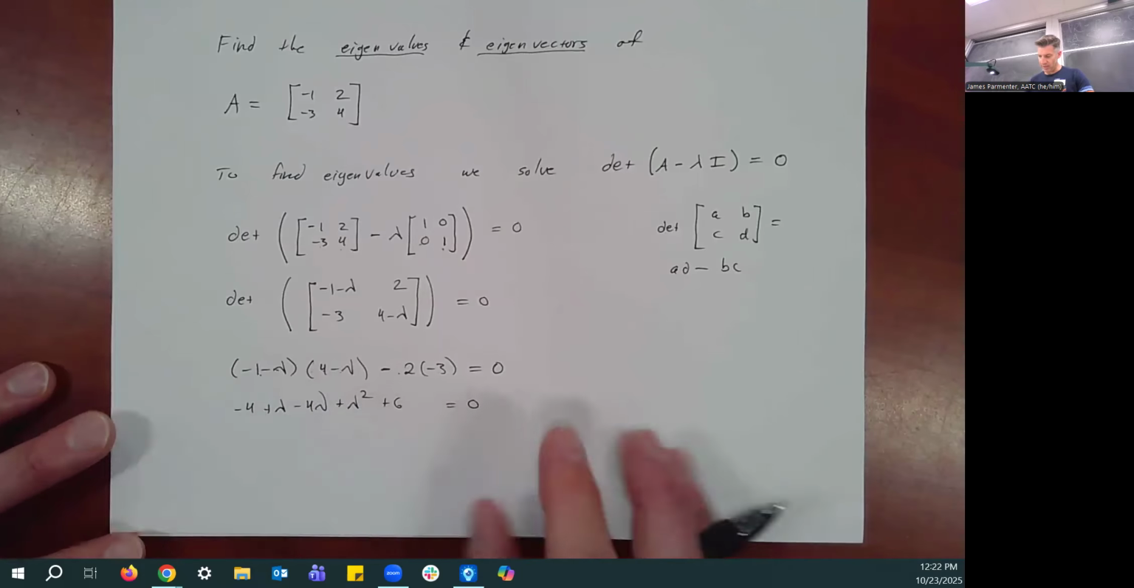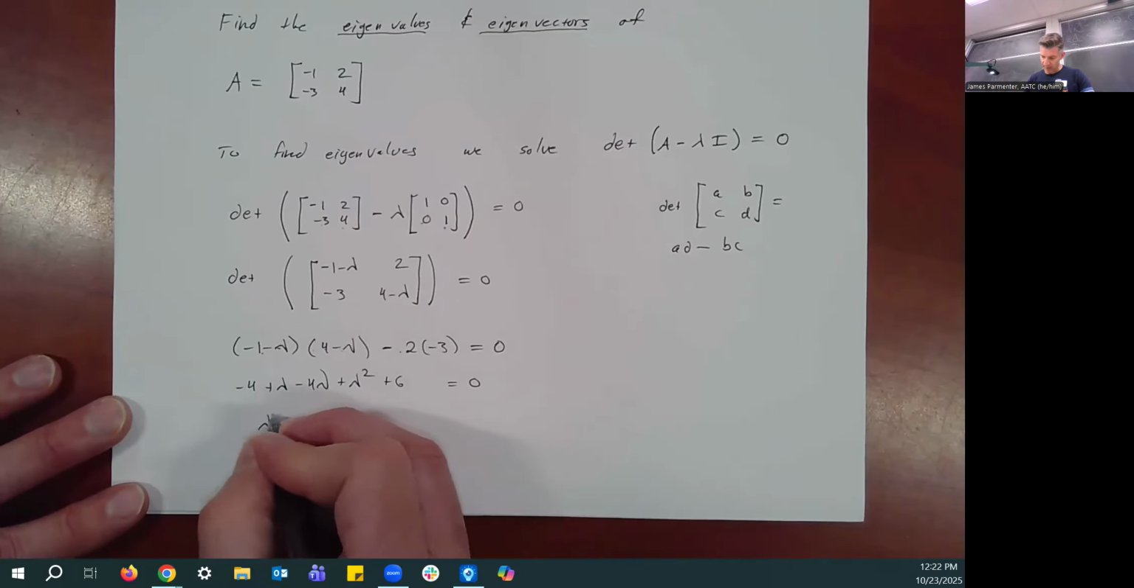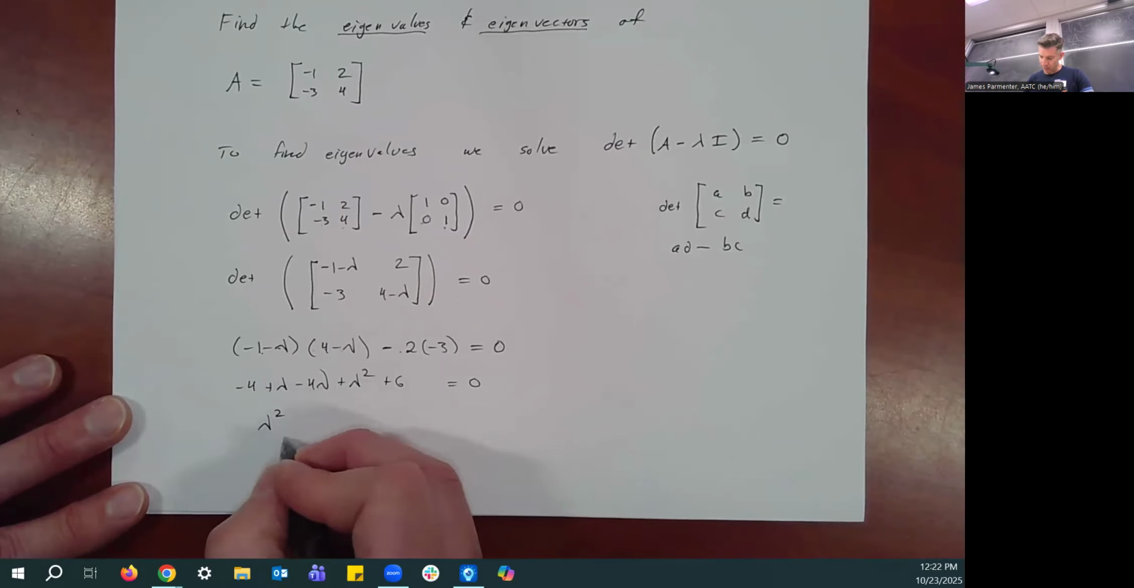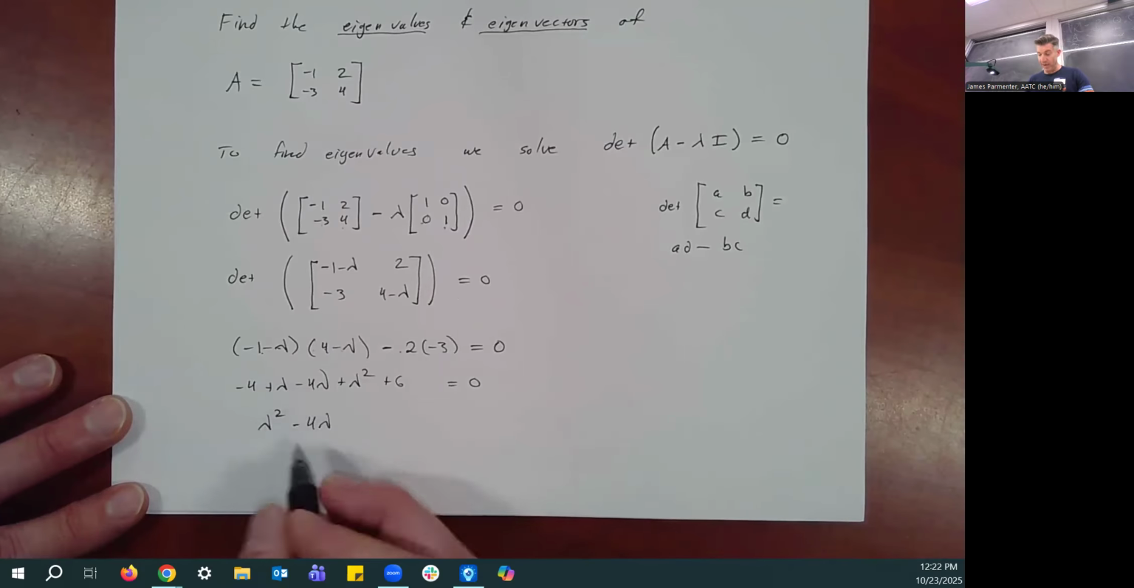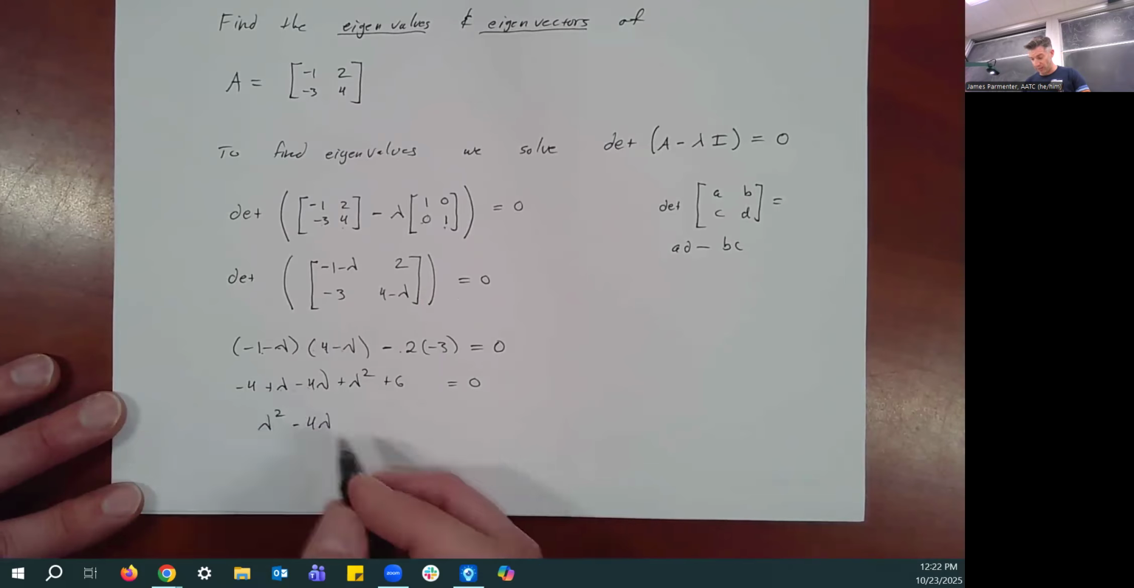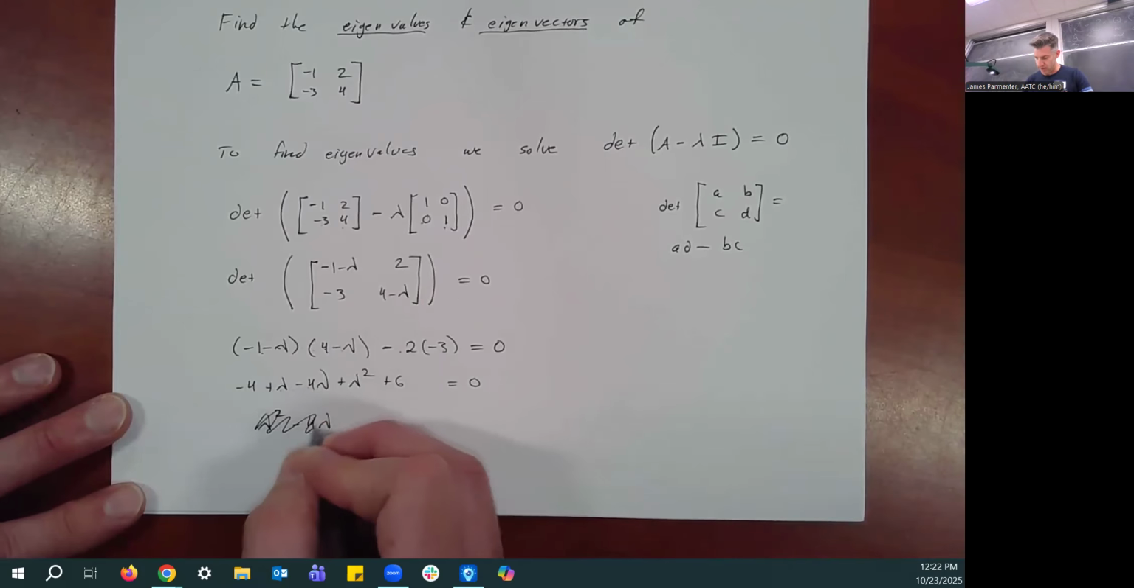I should rewrite this so it looks nicer. I've got lambda squared minus 4 lambda. Sorry, minus 3 lambda, because lambda minus 4 lambda is minus 3 lambda. Ugh, terrible.